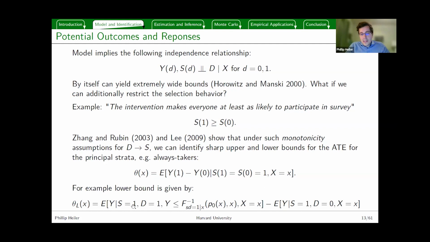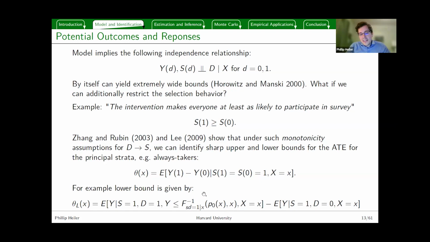So the lower bound here is the difference between two expectations. Let's focus on the second expectation first. This is just the expected outcome for the selected units in the control group, at a particular value of X. So this we can just obtain by looking at the outcomes for the control group that are selected into the survey. Then the left part is the expected outcome for the selected treated group, so this we also have, conditional on the outcome being smaller or equal to some truncation threshold. That truncation threshold is defined by some relative probability p naught that essentially comes from these shares of the different types that I discussed. So this you can pin down thanks to the monotonicity assumption.